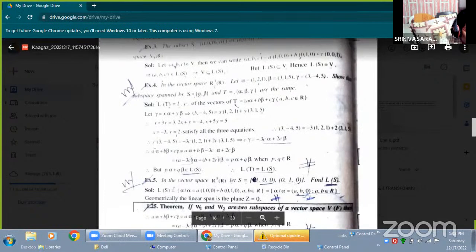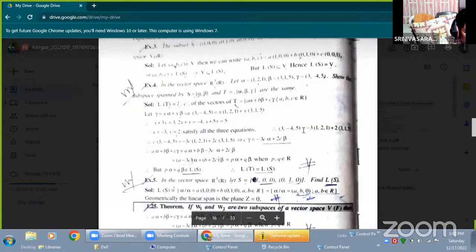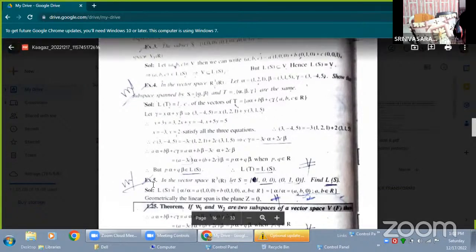Finally, multiplying with C, we get C into (3, -4, 5) equals minus 3C of (1, 2, 1) plus 2C of (3, 1, 5). So this value is C gamma equals minus 3C alpha plus 2C beta.